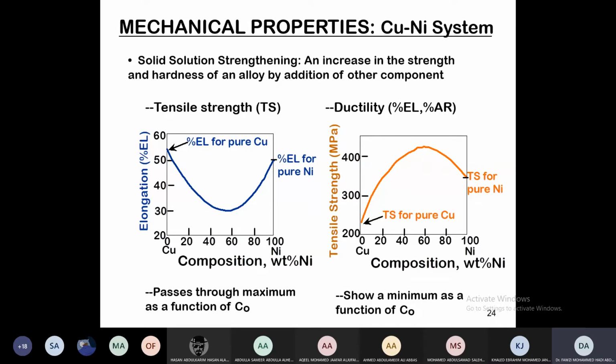Okay. So that is to show how this is happening and what the relationship is between the composition which we are showing here, which is alloying, the addition of the nickel, to the ductility and the strength of the material.